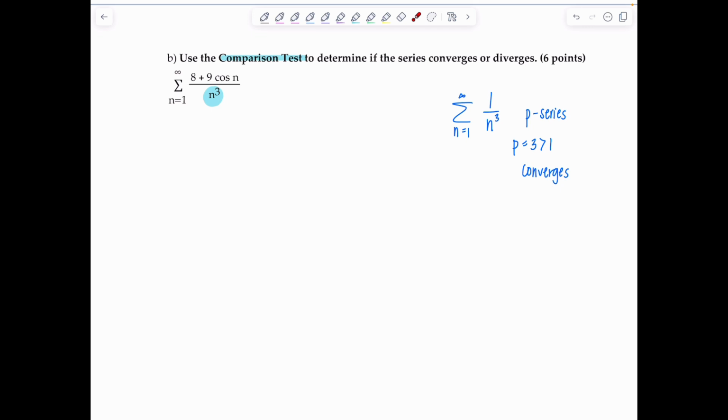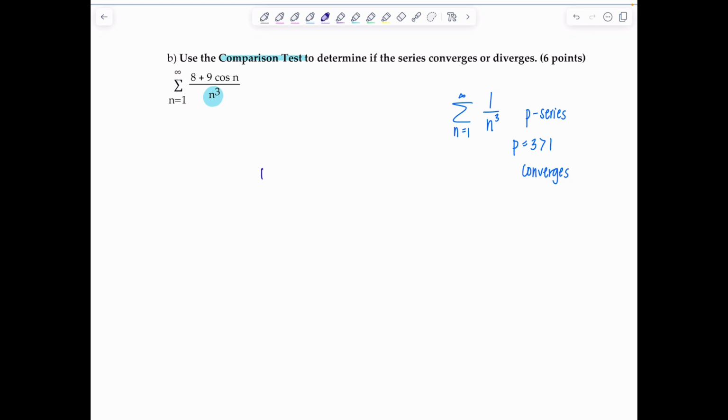But remember, when we use direct comparison, we have to show that the terms of our series are smaller than the terms of some other convergent series. You show a different inequality if you're trying to prove the series is divergent. So you have to be so careful here. Can I say (8 plus 9 cosine n) over n cubed is smaller than 1 over n cubed? No, I cannot. Absolutely not. So what can we say?